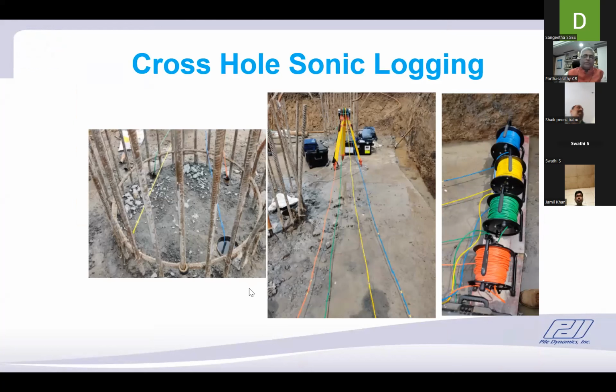So once you embed this pile, immediately after pouring the concrete, the access tube shall be closed at the bottom, and you fill this with water because we do not want the debonding of these pipes. So, and also you need a medium for the sonic waves to pass through. So that's why you fill it with water.